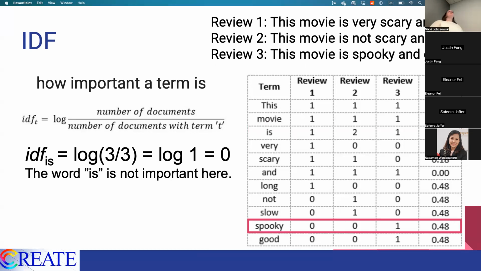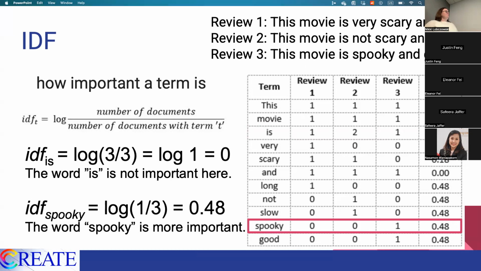However, let's look at the word "spooky." Here I put those upside down, I had those backwards. That's why it was negative. It should be 3/1. There are 3 documents, and the number of documents with term t is 1. So then that gives us an IDF of 0.48.